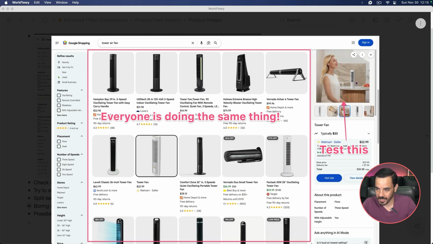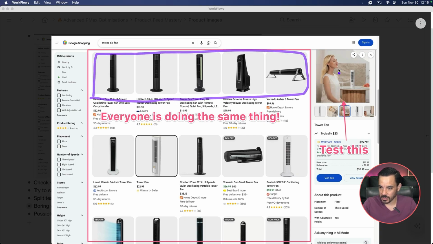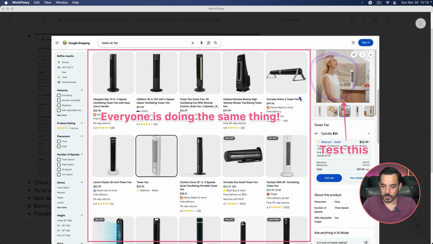We've actually got a human inside the image, and I'm not saying this exact image would work better. I would probably do a version of it where the product is a bit bigger, maybe the model's a little bit smaller, but the general idea here is test your images, do something different to what everyone else is doing, and if you see everyone doing exactly the same thing, then this is your opportunity to test something like this to stand out from the crowd and improve your click-through rate.